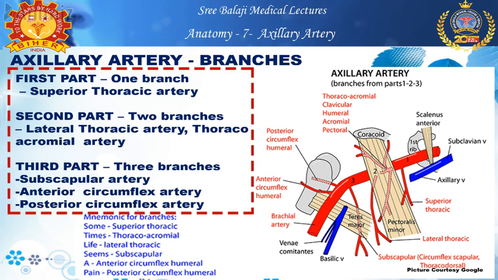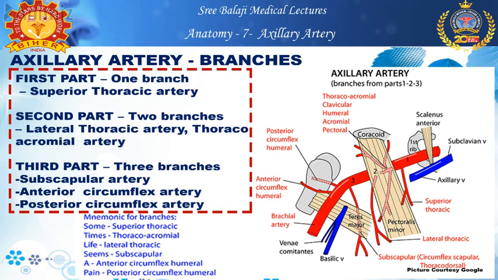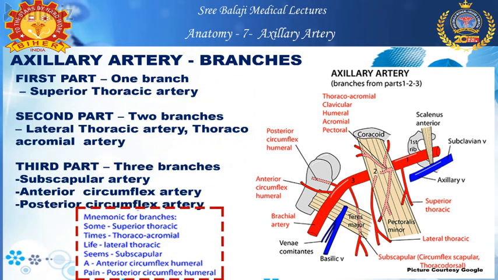Now let us see the branches of the axillary artery. From the first part, it gives off one branch, the superior thoracic artery. From the second part, two branches are given, thoracoacromial artery and lateral thoracic artery. From the third part, three branches are given, subscapular artery, anterior circumflex humeral artery and posterior circumflex humeral artery. To remember the branches of the axillary artery, we can keep in mind the mnemonic. The mnemonic is, sometimes life seems a pain.